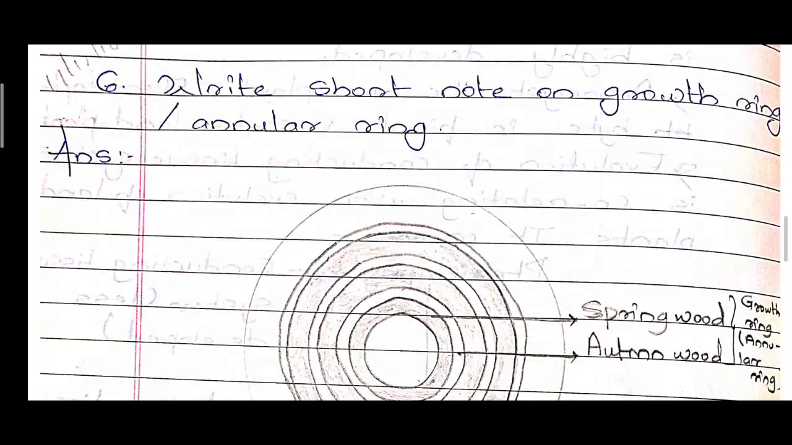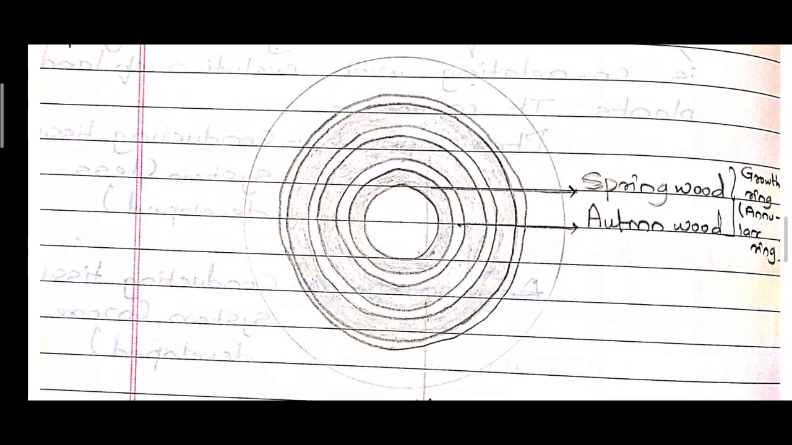Hello students, today we discuss the next point in your unit anatomy, that is growth rings. Growth ring is also called the annular ring. This is the picture of the growth ring, which is mostly observed in the stem part of the plant. In that you have to see two types of structures. One is the darker region and one is the blank region. The darker region is the springwood and the blank region is the autumn wood, and it's collectively known as the growth rings or annular rings.